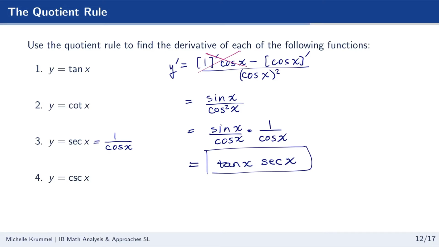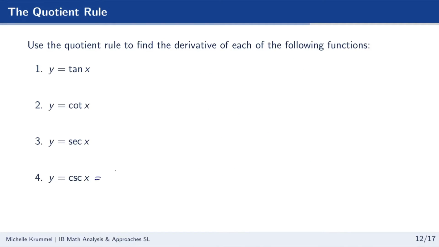Okay, we've got one more. We want the derivative of cosecant x. So we rewrite it as a quotient, 1 over sine x, and then we take the derivative using the quotient rule. So it's the derivative of the numerator times the denominator minus the numerator times the derivative of the denominator over denominator squared.